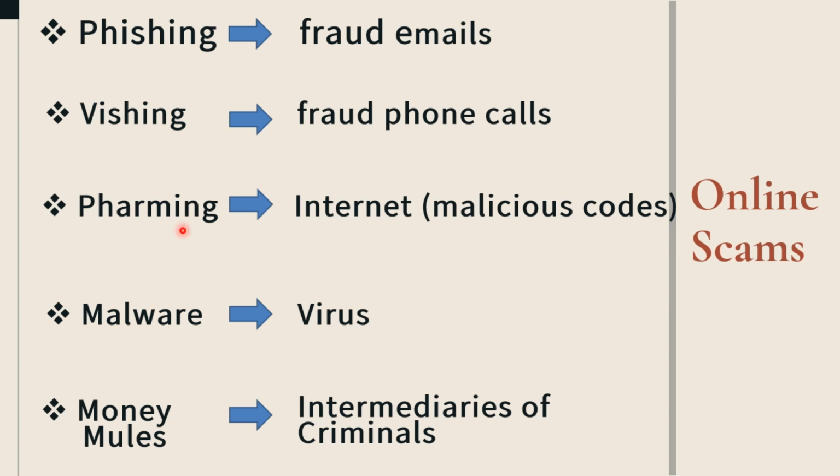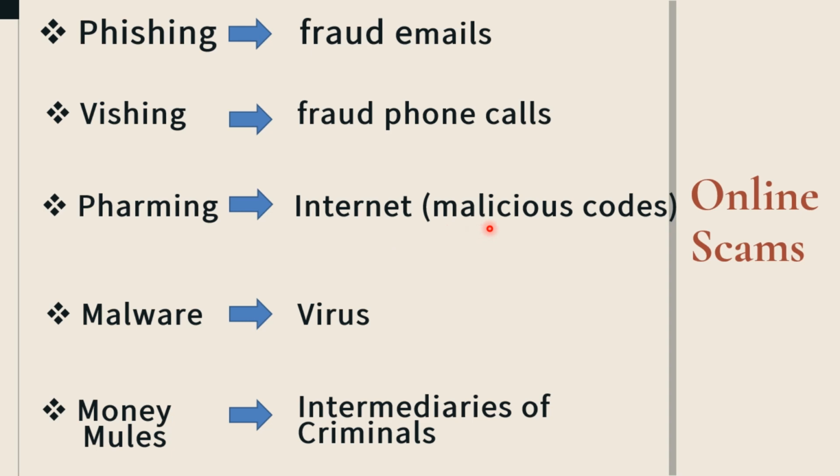The third type of online scam is known as pharming. Pharming is a type of scam in which the fraudsters use internet connectivity to get data from the victims. In this process, malicious codes are used by the fraudsters to steal or get the important data from the customers.